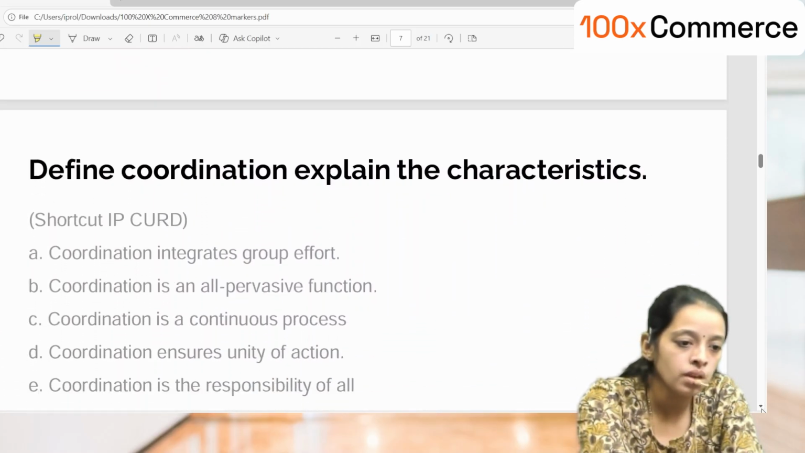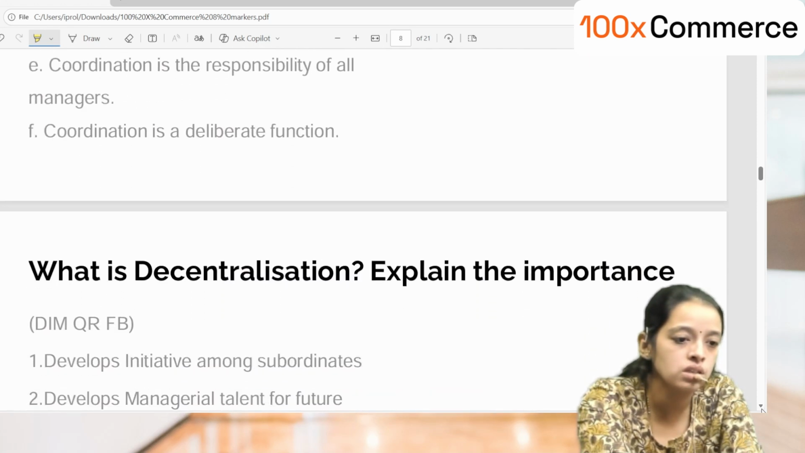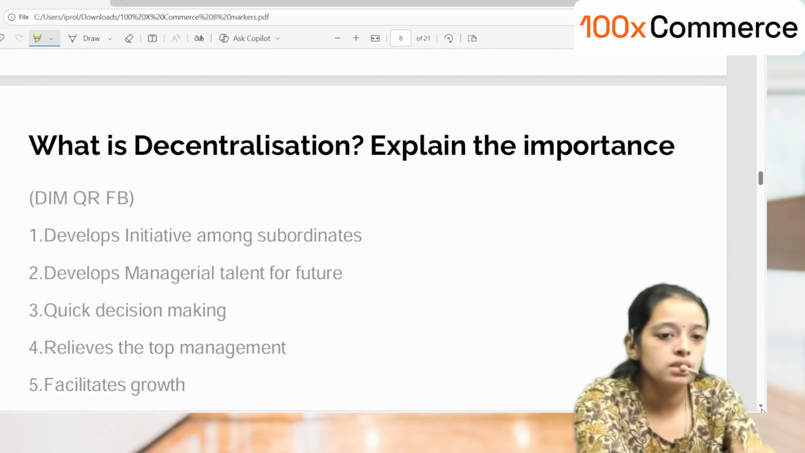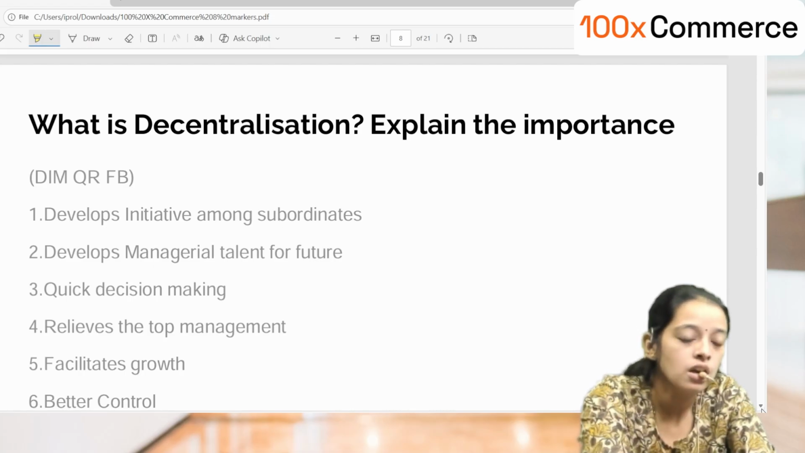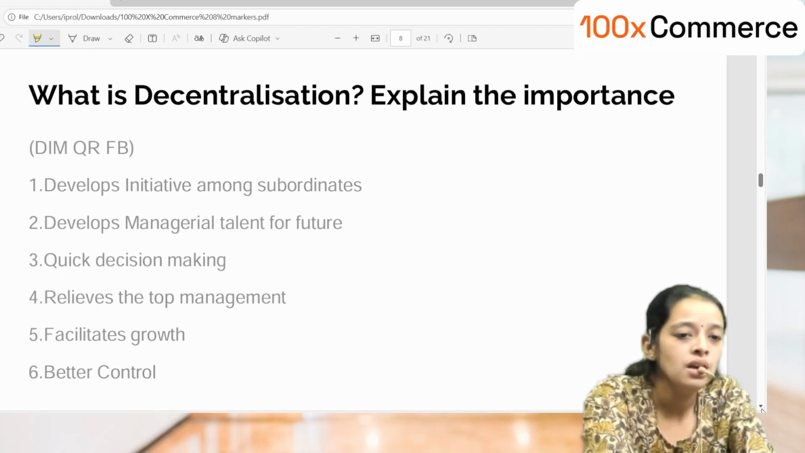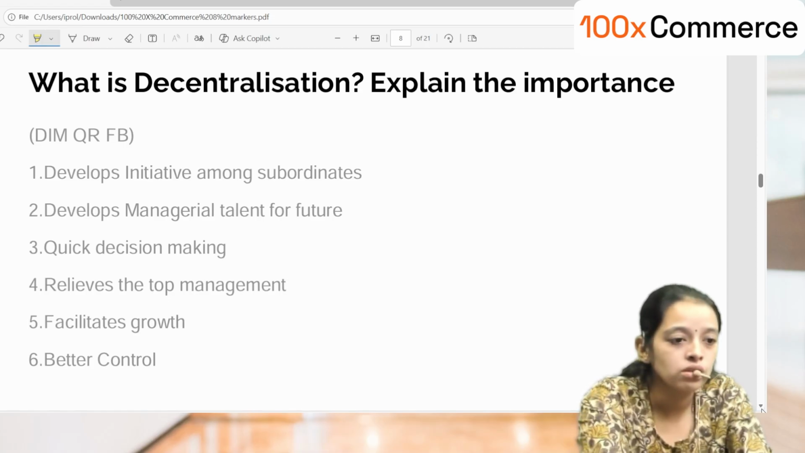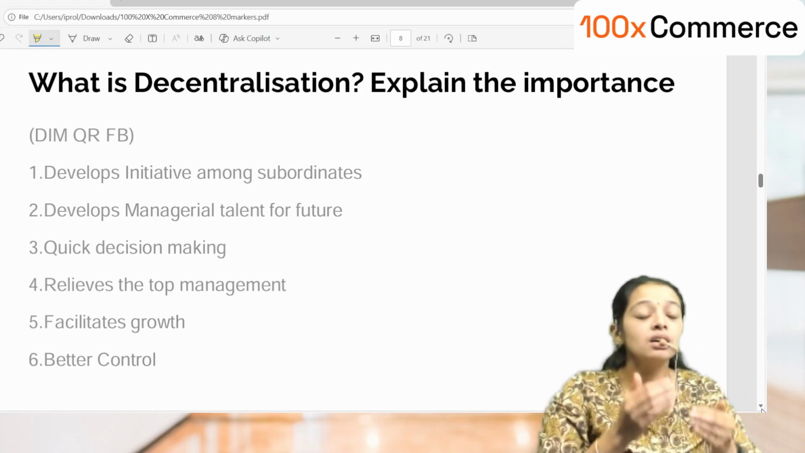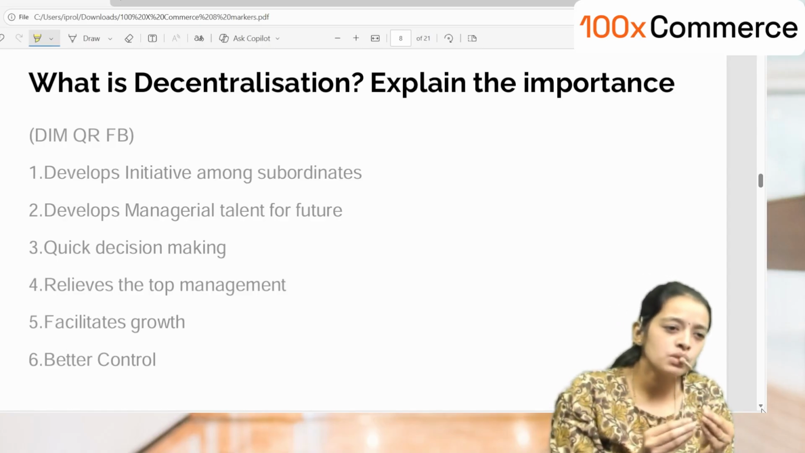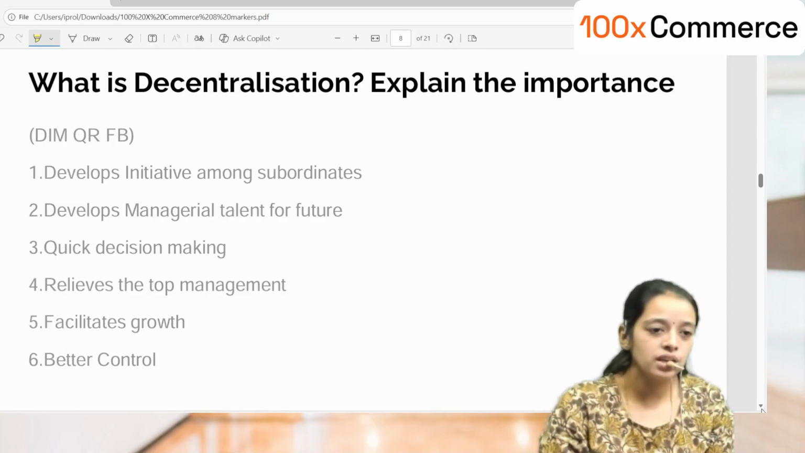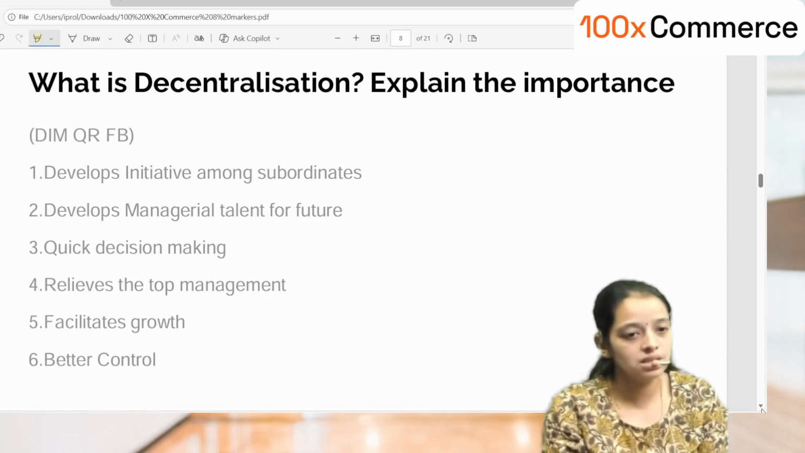Okay. And the next, coming to what is decentralization, explain the importance. Yeah, so let's understand the meaning first. What is decentralization? Decentralization is nothing but distributing some authority even at the lowest level of management. Giving some small authorities to the subordinates themselves, we call it decentralization.